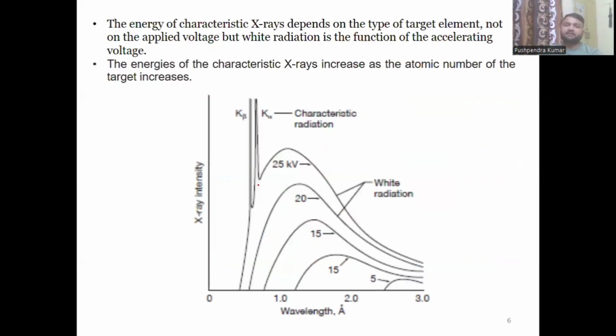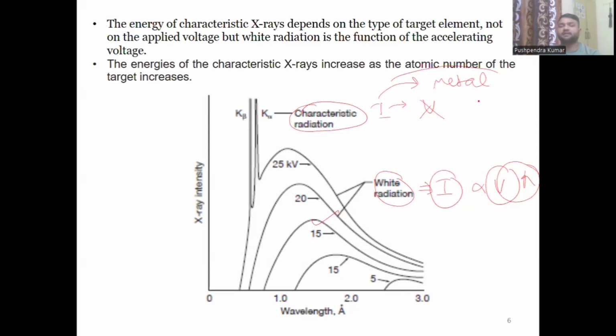Now let's move further. As we said earlier, the intensity of the white radiation is dependent on the voltage. As voltage increases, the intensity of the white radiation increases. But as I said earlier, the intensity of the characteristic radiation does not depend on the voltage. It only depends on the metal target.